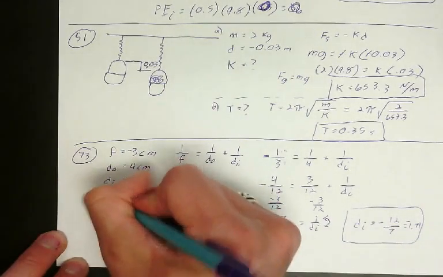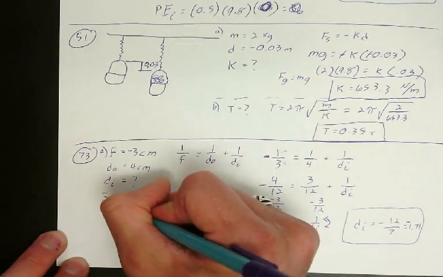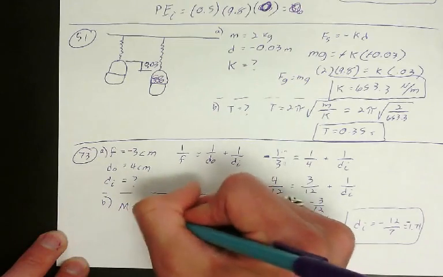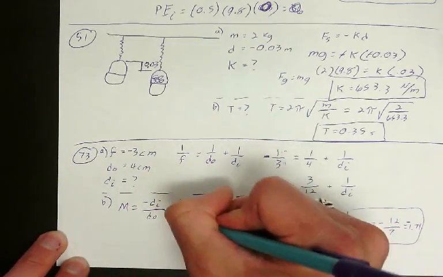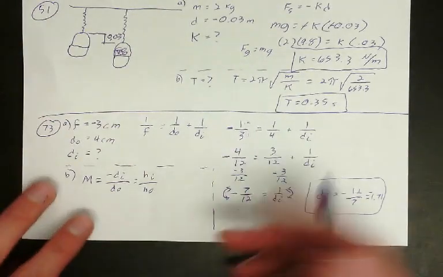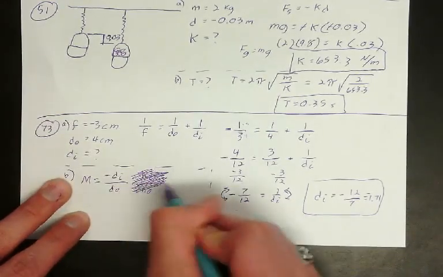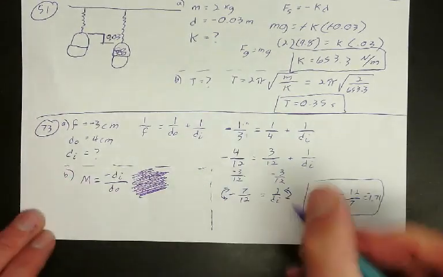B wants to know the magnification. So you just look at your magnification equation: negative DI over DO equals HI over HO. It doesn't say anything about HI. It doesn't say anything about HO. It just gives me the DI and DO value, so you can get rid of the H's. And you just plug the numbers in.